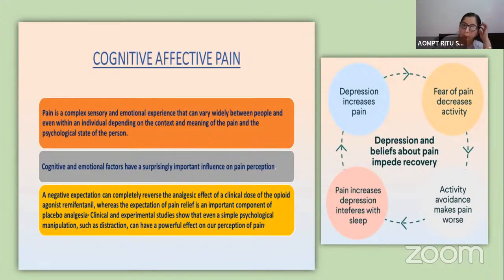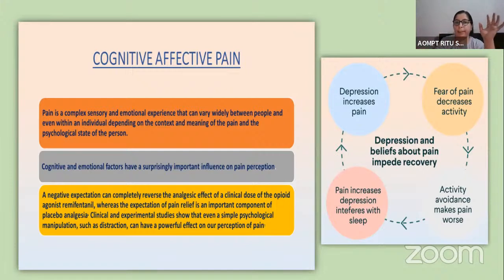Because in this also, the emotional factors have a surprisingly important influence on pain perception. So this is a very major and important point. A negative expectation can completely reverse the analgesic effect of a clinical dose of an opioid. If they have a negative expectation, the medicines they are taking will also not work, because they have already made up their mind about themselves. Internally, they know that they are good, but externally they see people and their behavior, and they feel, no, I don't want to live, my life is useless.